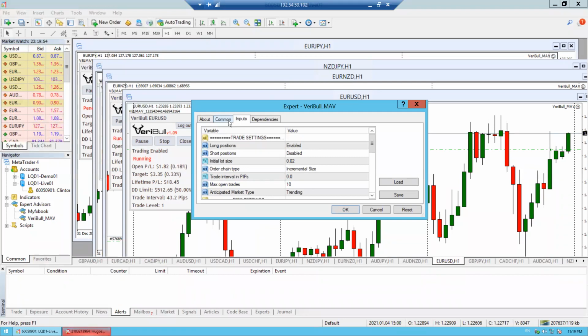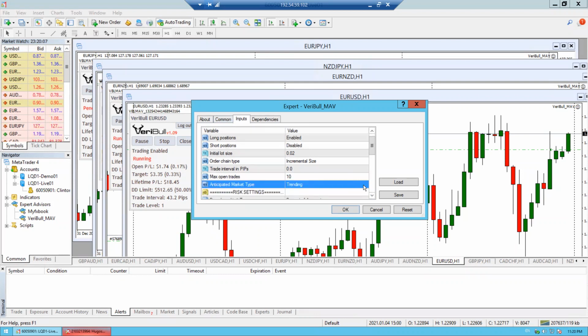So the way you currently see and change the way that Veribull is going to trade is 2 ways. One, the default settings when you look at Veribull is it sets it to where the anticipated market type is sideways. When you see a trend and you see it's a strong trend, you want to change it to trending. And then say the trend is up, you want to set it for long positions. You want to enable long positions and disable short positions.